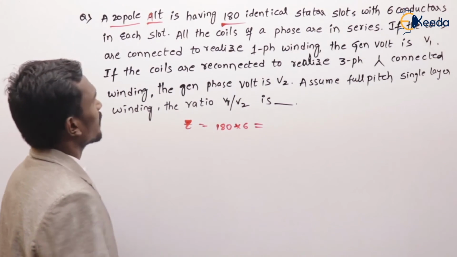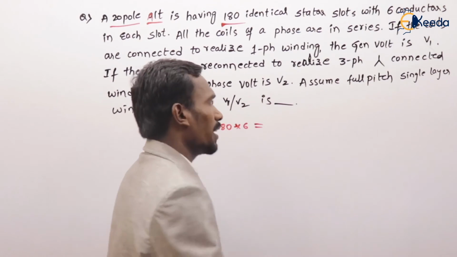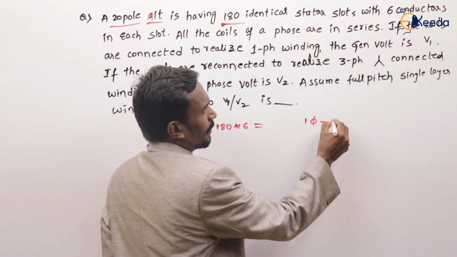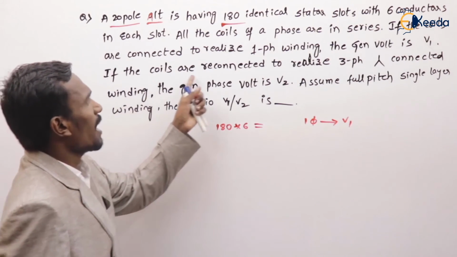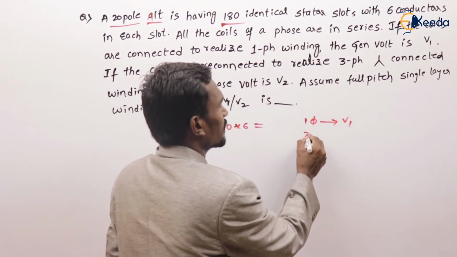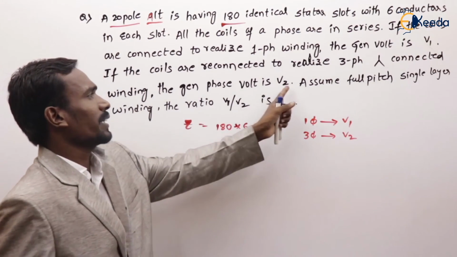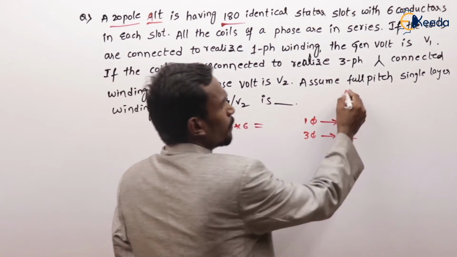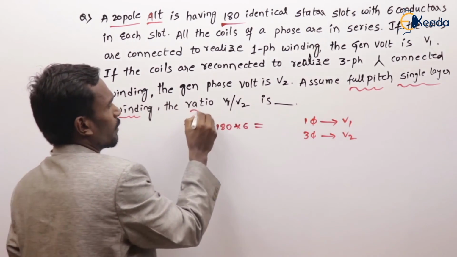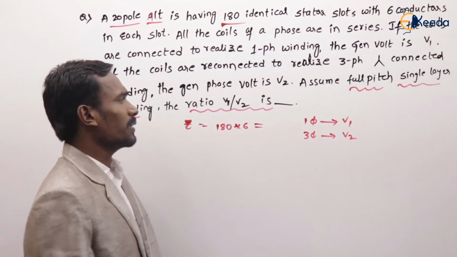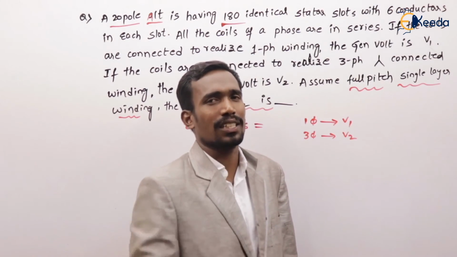If the coils are connected to realize single phase winding, the generated voltage is V1. If the coils are reconnected to realize three-phase star connection, the generated voltage is V2. Assuming full pitch single layer winding, then find V1 divided by V2. V1 by V2 is equal to how much?